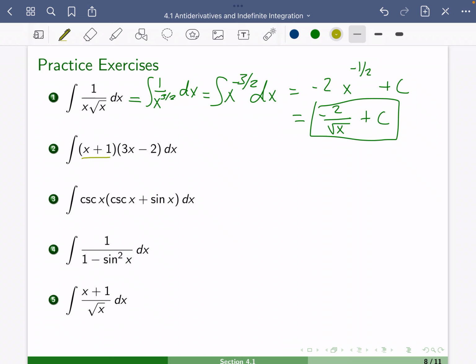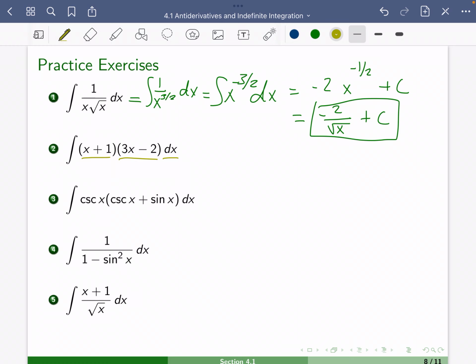Here we have x plus 1 times 3x minus 2. We're integrating that with respect to x, right? So that dx tells us the variable we're integrating with respect to. That is notation that is necessary when you are writing down integrals. That dx tells the reader that they are integrating this with respect to x and not some other variable.